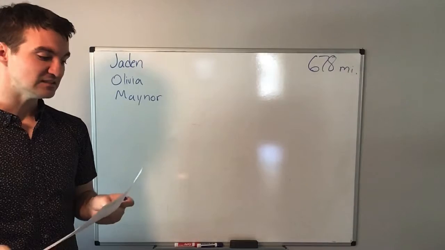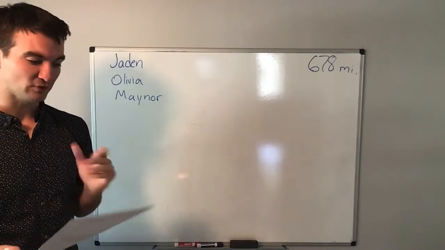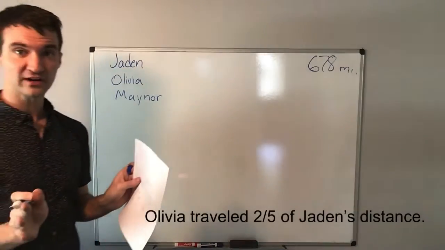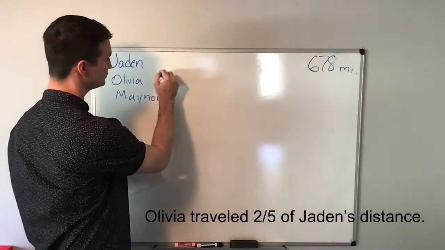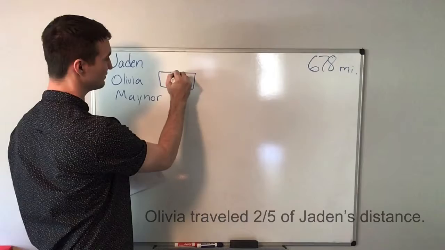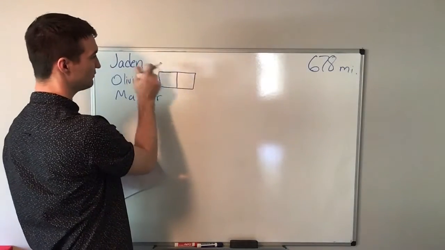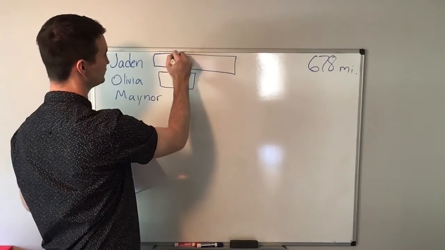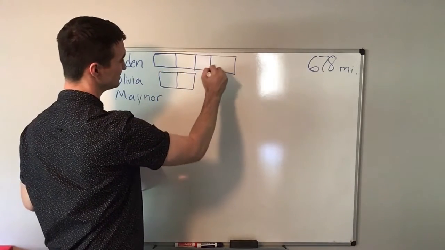So Olivia traveled 2/5 of the distance Jaden traveled. So we've got to listen very close to that. Olivia traveled 2/5, so we're going to make 2 units for Olivia because she only traveled 2/5 of what Jaden traveled. So I'm drawing this out. It's so important that we draw a model out so we can visualize this.